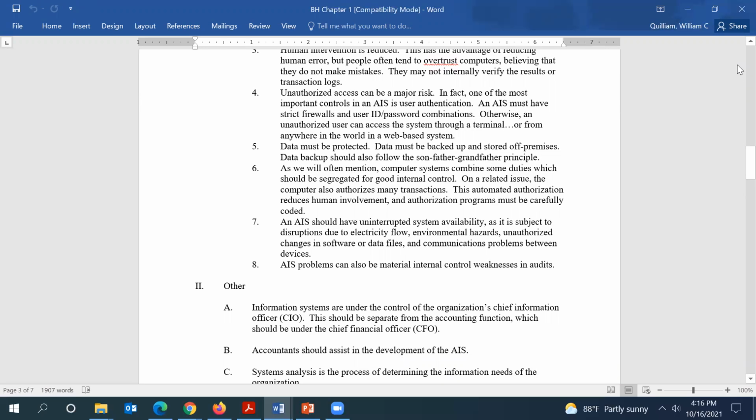Well, then number 3, human intervention is reduced. And usually that's an advantage because it reduces human error. But people often tend to overtrust computers, believing they don't make mistakes. They may not internally verify the results or internally verify transaction logs. A good computer system keeps a transaction log. It shows who did what and when they did it. These things need to be reviewed. But again, some people just overtrust what comes out of a computer.